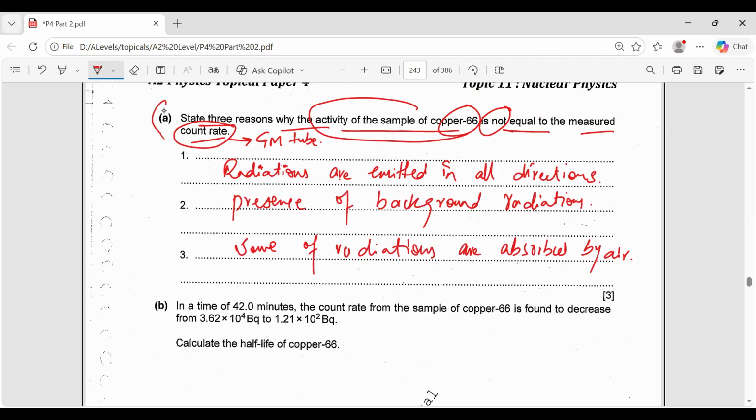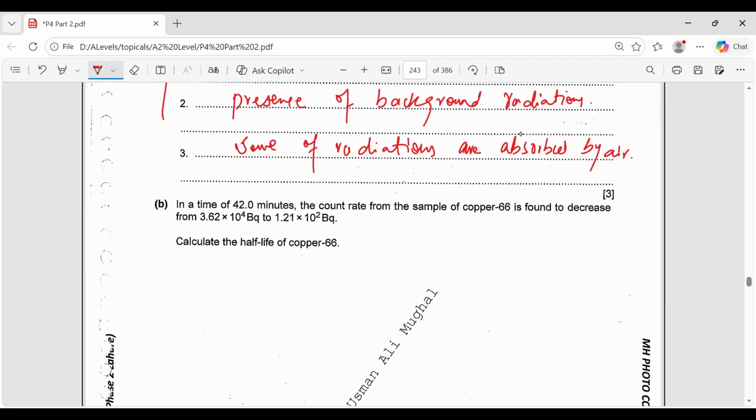This question actually gets repeated several times, so you must know these 3 to 4 points regarding why the value of the detector and the value given out by the sample of radioactive material are not the same. There can be an influence of background radiation. The radiations can be emitted in all directions, so not being captured by the counter. And thirdly, some of the radiations are being absorbed by the air. Are you with me?